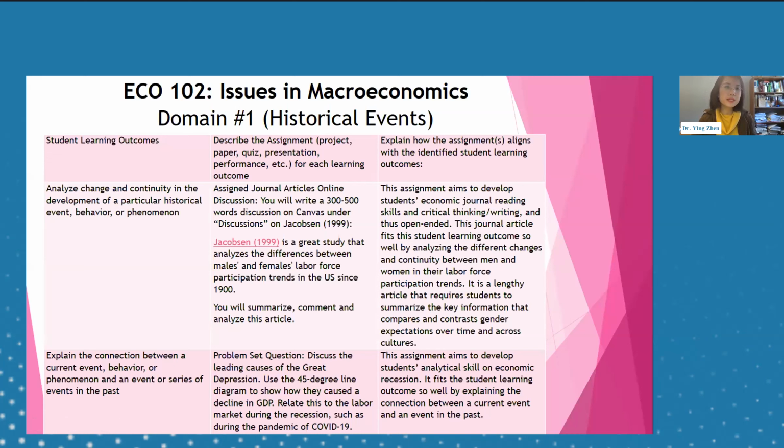And for the second student learning outcome, I would give them a problem set question. They will discuss the leading causes of the Great Depression.